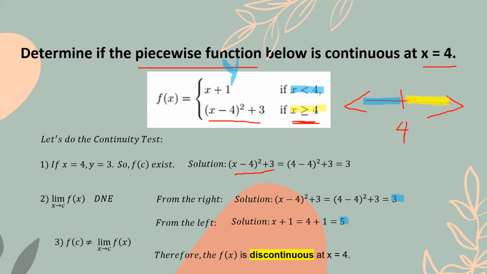From the left and from the right, obviously, because I have two different conditions: one is from the left and one is from the right. What we go back to is that these should have the same value. Since they are not the same value, the limit does not exist. One of the conditions is not met, meaning it fails. It is discontinuous at the given point, which is x equals 4.